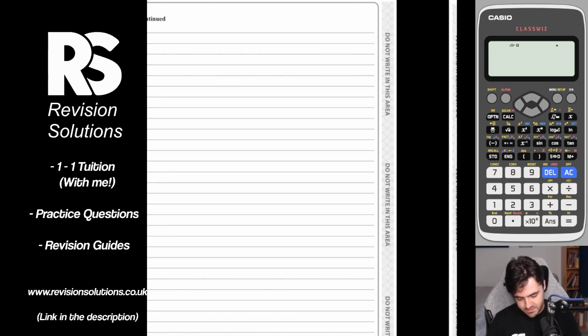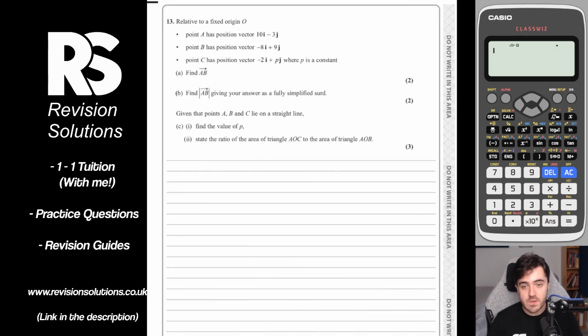Moving on now to question 13. It says, relative to a fixed origin O, point A has position vector 10i minus 3j, B position vector minus 8i plus 9j, C position vector minus 2i plus pj, where p is a constant. Part A just asks, can we find the vector AB?